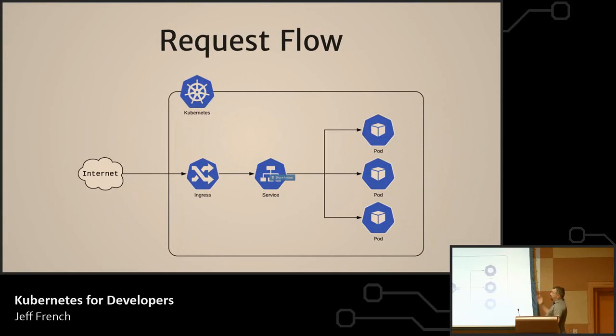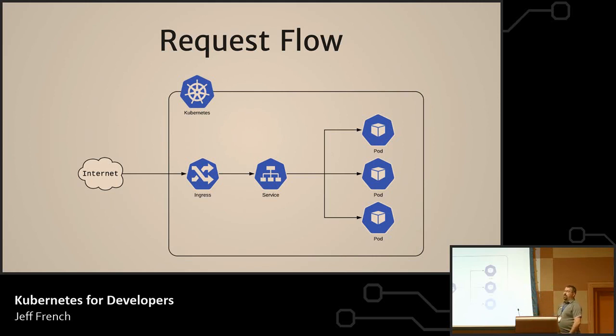So let's wrap all the stuff we've covered so far into this one nice little diagram. We've got our Kubernetes cluster out here. We've got the internet out there in the proverbial cloud. And traffic comes in. It hits the ingress. In this case, it's an Nginx ingress. That Nginx ingress says, hey, I know what to do with this traffic. I'm going to route it to a service.